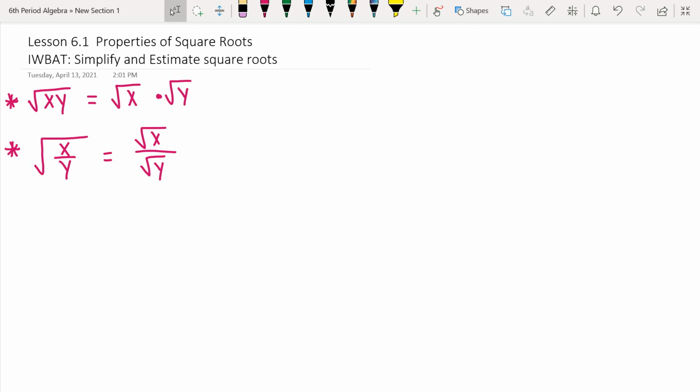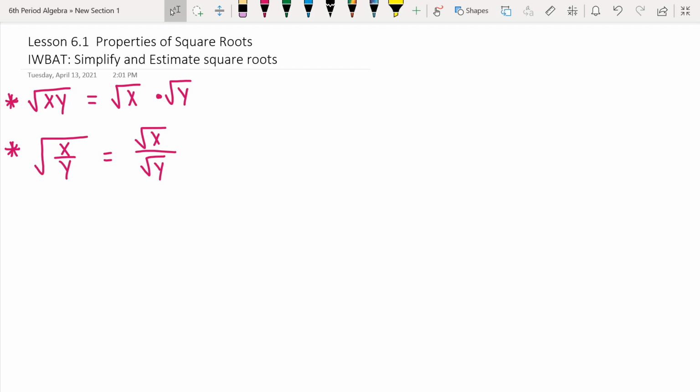Let's just get started. Title of the piece of paper: Lesson 6.1, Properties of Square Roots. For some of you, this might not be new. I don't know what your 7th grade teacher did with square roots, so you may have seen this, you may have not, especially since last year we went out of school at spring break, so we'll see. Our learning objective is we're going to learn how to simplify and estimate square roots, because for the rest of the school year and beyond, it is an expectation that you're able to simplify a square root.